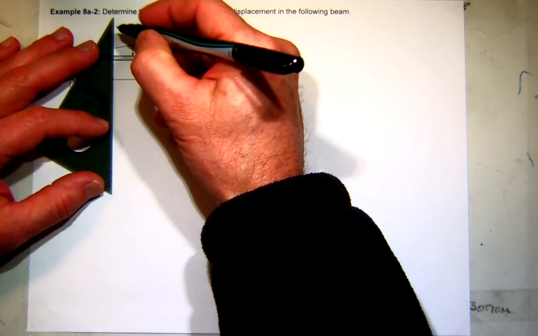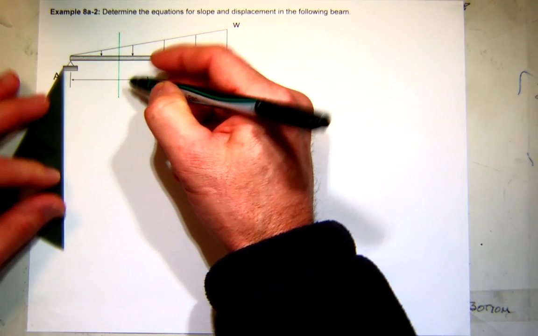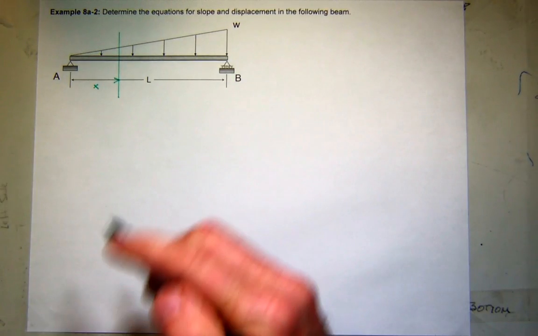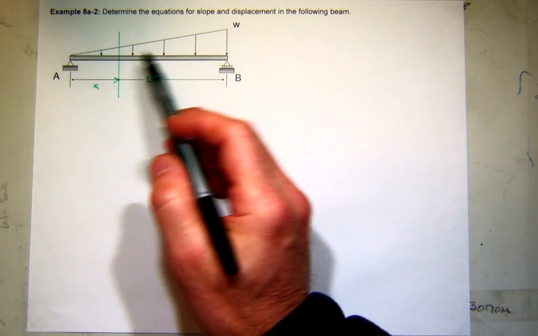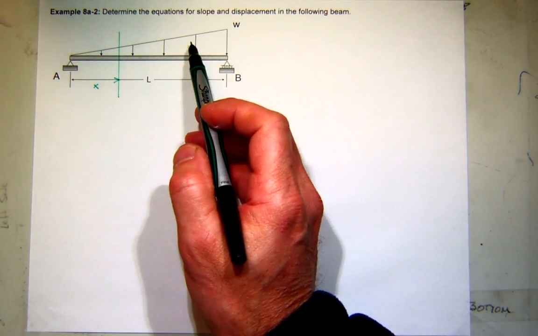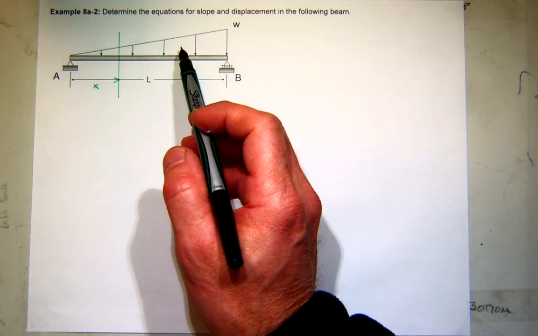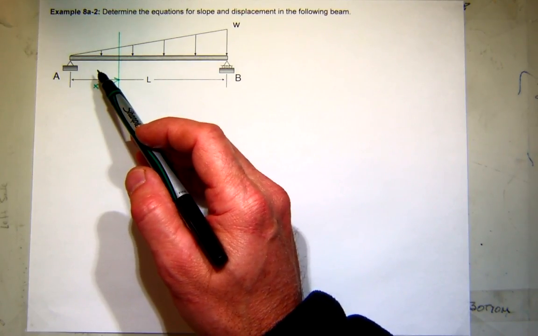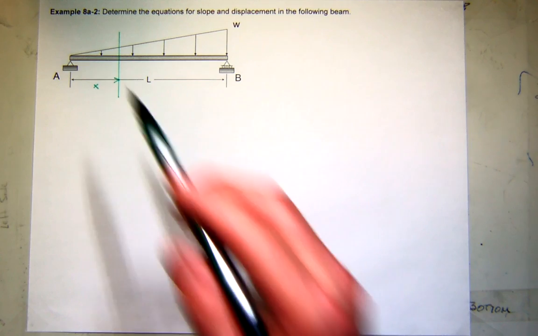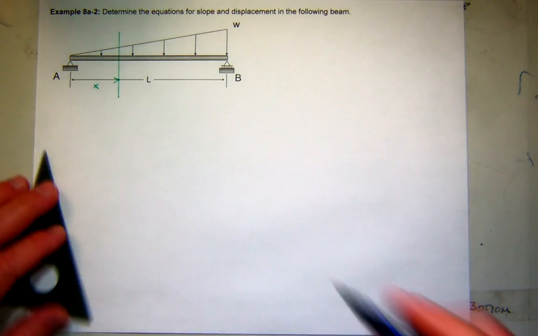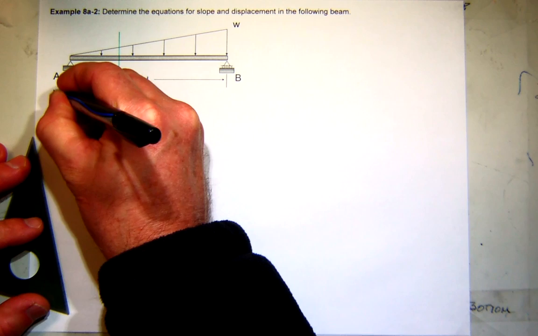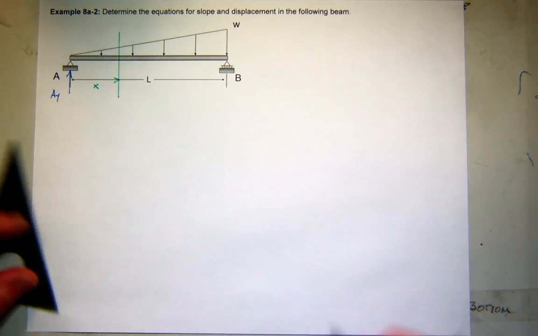So again, I'm going to talk about making a cut, say at some distance x, and ask you whether it's best to go left or right. And again, right is not difficult, it's more tedious, I think. I think the left-hand side will be a little easier to deal with. So we'll go with the left side, and since I've made that choice, I would need to know my reaction at A. So I'll assume it acts up.